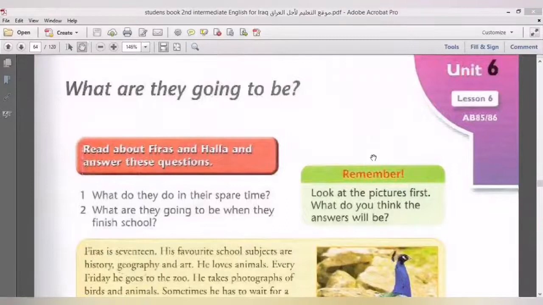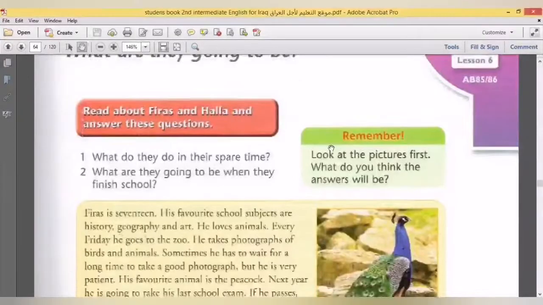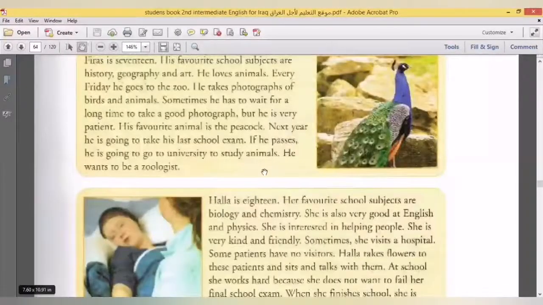It's okay. So, lesson 6 is titled, What Are They Going to Be? It gives us a glimpse about these two, having planned for something, right? So, look at these two pictures in lesson 6 on page 67 of your student's book. We have these two pictures.